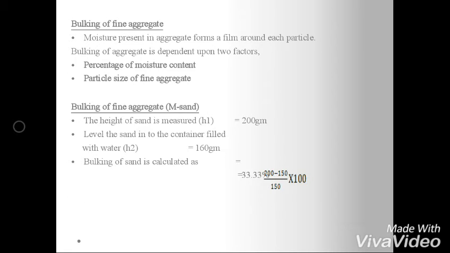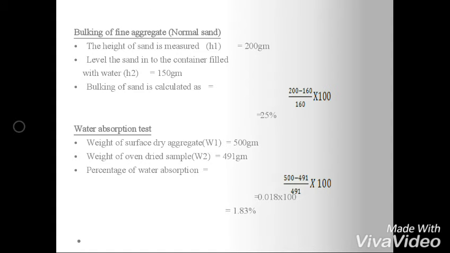So, bulking of fine aggregate. Moisture present in aggregate forms a film around each particle. Bulking of aggregate depends upon two factors: percentage of moisture content and particle size of fine aggregate. The bulking of fine aggregate for M sand gives a percentage of 33.33%, and for normal sand it gives a bulking of 25%. So water absorption is the main characteristic considered in this project. Water absorption for normal sand is 1.83%.